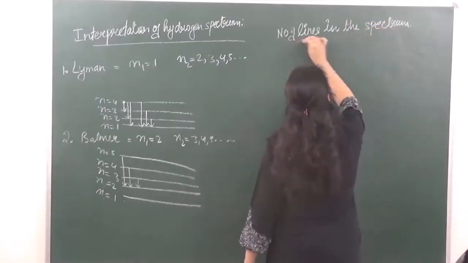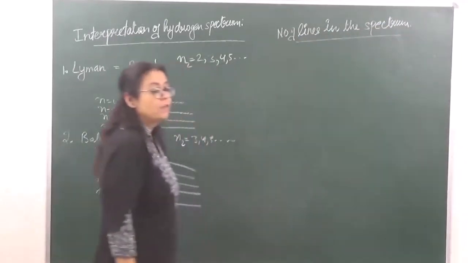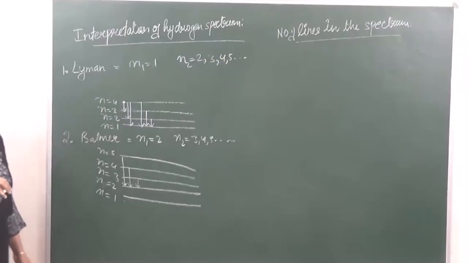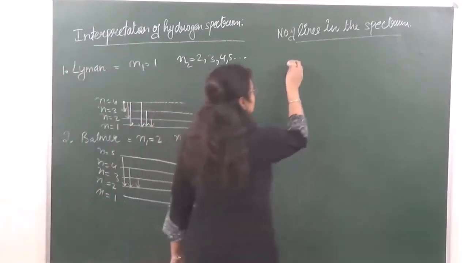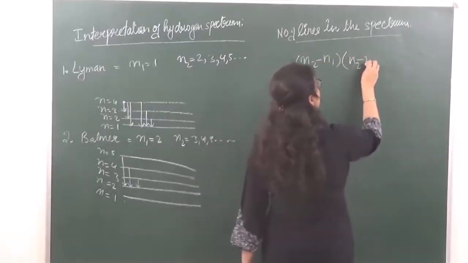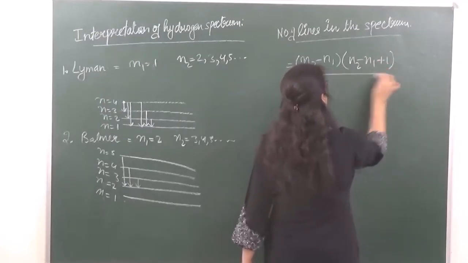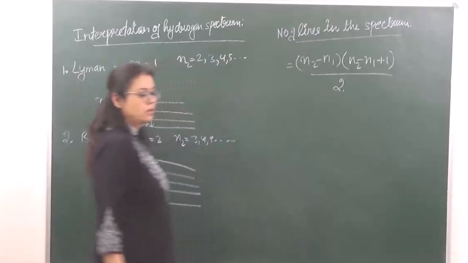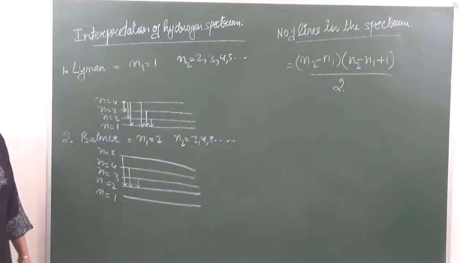Bohr's model has the maximum number of formulae from which questions can be given. So all these formulae are very, very important when we are talking of NEET or JEE Mains. From structure of atom you can get 2, and even sometimes in NEET you can get 3 questions. All are formula and concept based. The number of lines is given by (n2 minus n1)(n2 minus n1 plus 1) divided by 2. This is how you will calculate the number of lines.